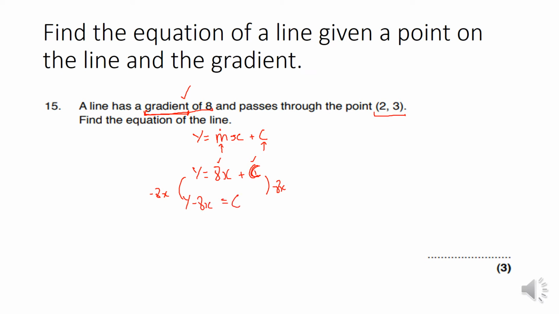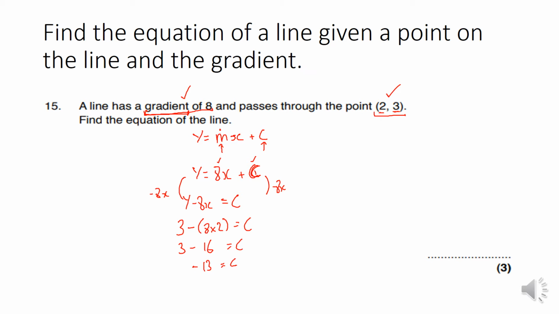Now we're going to use our second bit of information. We've got coordinates there, so we know that y is 3, because the y coordinate there is 3, and we know that x is 2. So we've got 3 minus 8 times 2, and that is equal to c. We substitute this in, so we've got 3 minus 16 equals c. So that is minus 13 equals c.